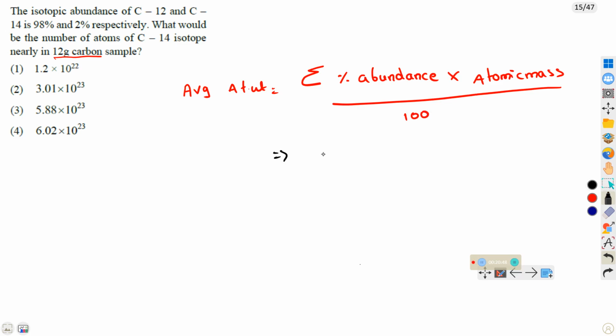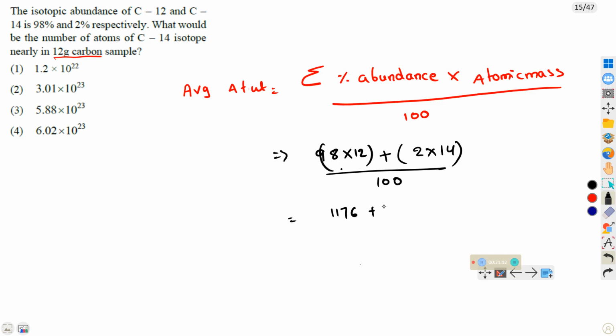That is 98 into 12 plus 2 into 14 by 100. Simplify. Then you will get 1176 plus 28 by 100, that is equal to 12.04 grams. Now you know the weight, atomic weight already given.